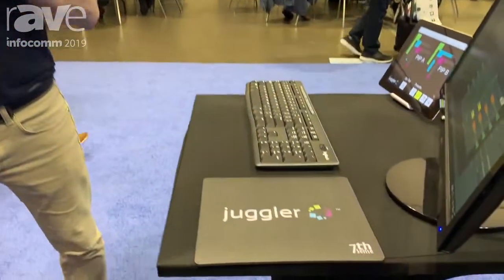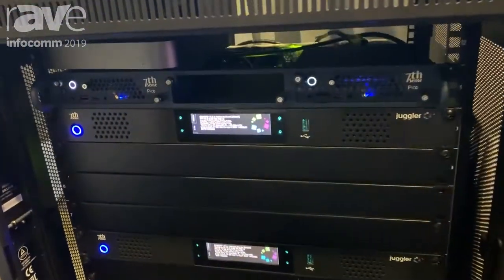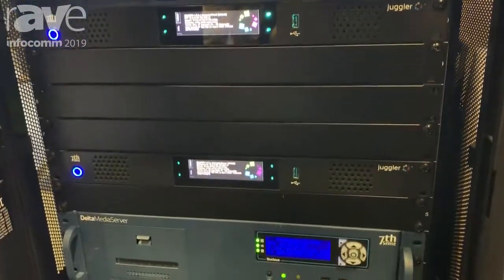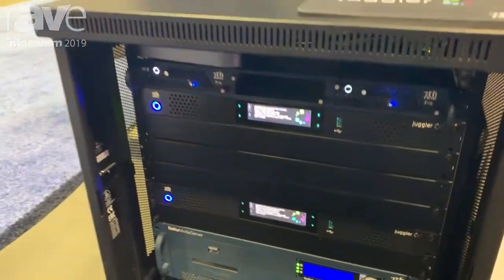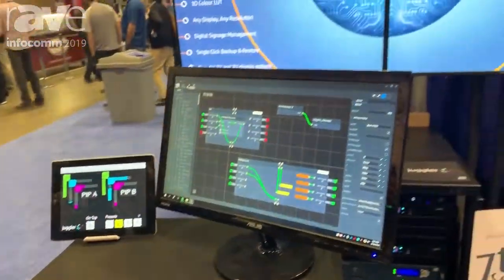One of the things we're demonstrating at our show today is a new product that complements, or could be used completely independently of, our Delta Media server. It's a Juggler system, VGA based. Each of the chassis can support different input-output modules.